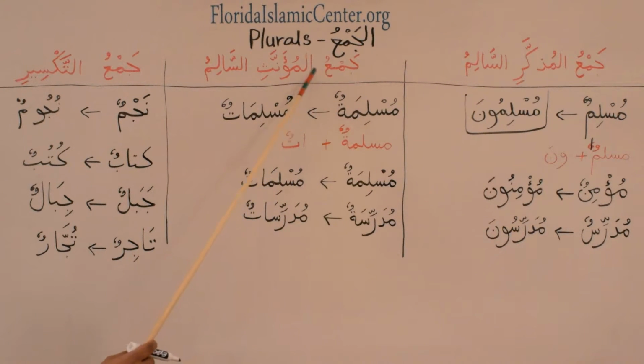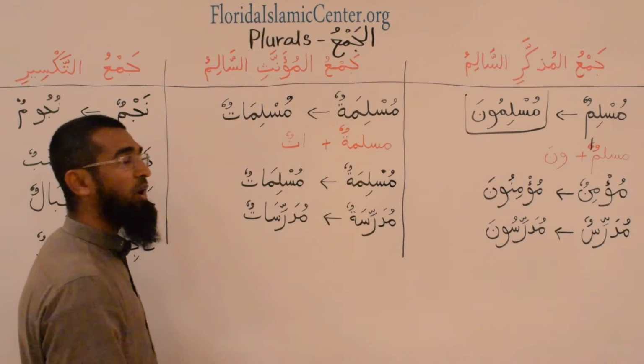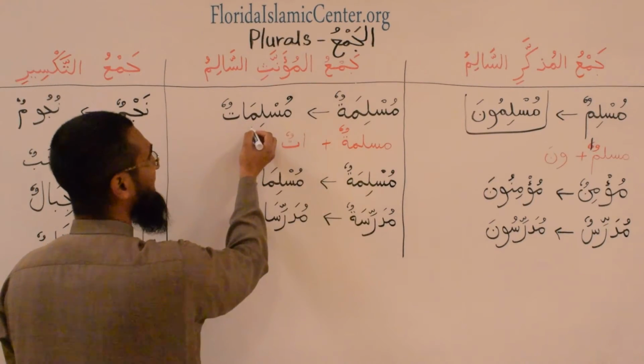Now we have the feminine sound plurals. جمع المؤنث السالم. By the way, actually I'll explain something to you at the end. Muslimatun, which was the feminine version of Muslim, becomes plural if you add an alif and a ta. At. So Muslimatun becomes Muslimat. But what change did we do with the Muslimatun, with this ta? This ta now became a ta'ul maftuha, an open ta. So this is not going to be the same ta'ul marbuta, it becomes an open ta.